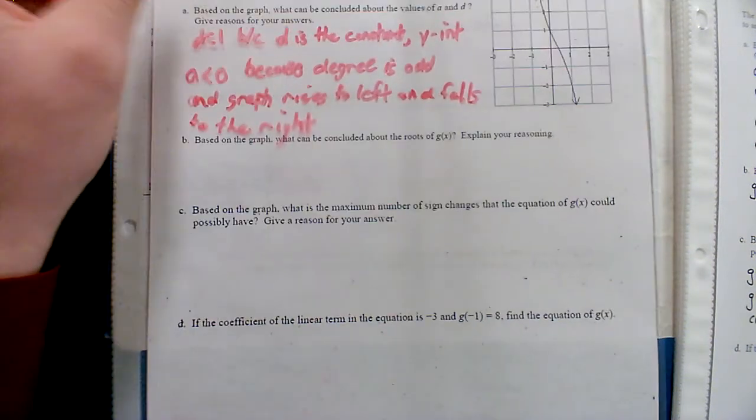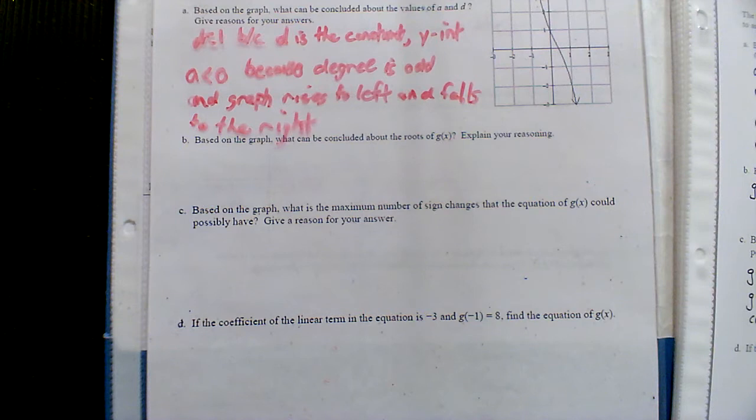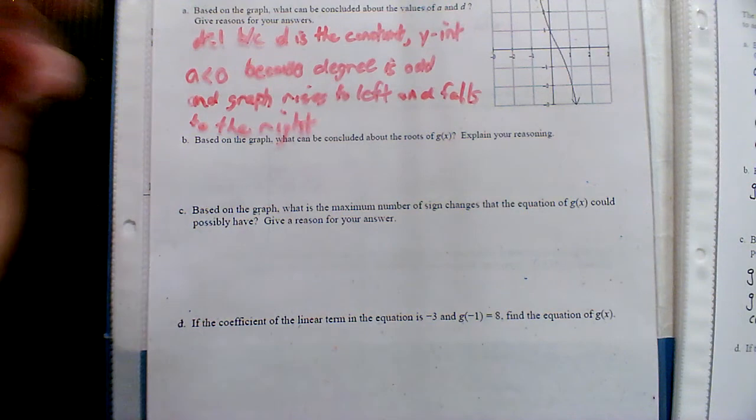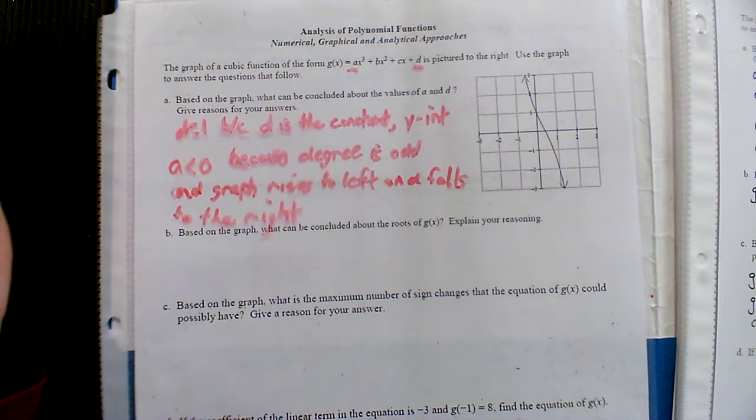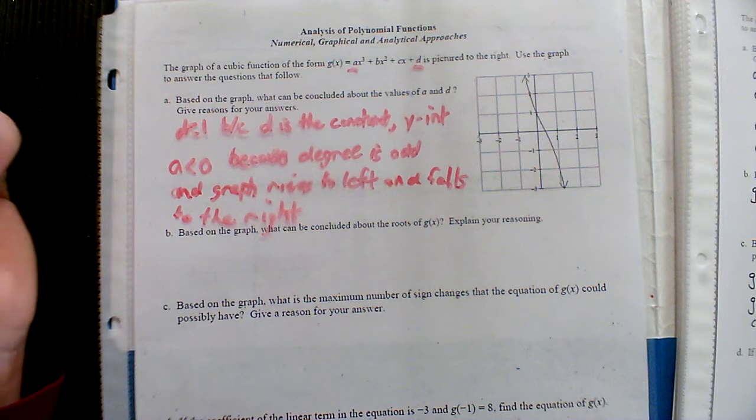Alright, so if we go on to letter B, based on the graph, what can you conclude about the roots of g of x? Explain your reasoning. Go ahead, Marie. 2 would be imaginary. Alright, how do you know that? Because there's a degree of 3, but only 1 is real. Alright, so we know that the problem is a degree of 3, but if we look at the graph, we only actually see 1. That one root, is it positive or negative?